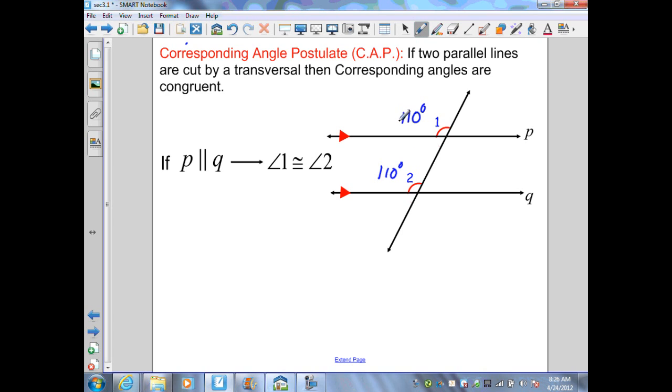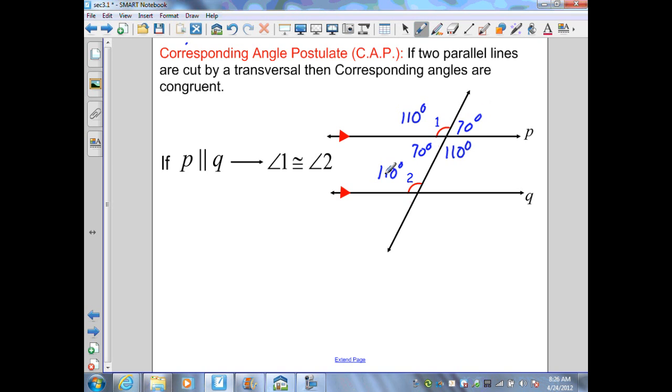With that information, I could then determine all measures of angles inside of this diagram. I already know that I have vertical angles, and vertical angles are congruent. I have linear pairs, and I know that's two angles that are adjacent and are supplementary. Therefore, this is 70 degrees. And I know vertical angles.